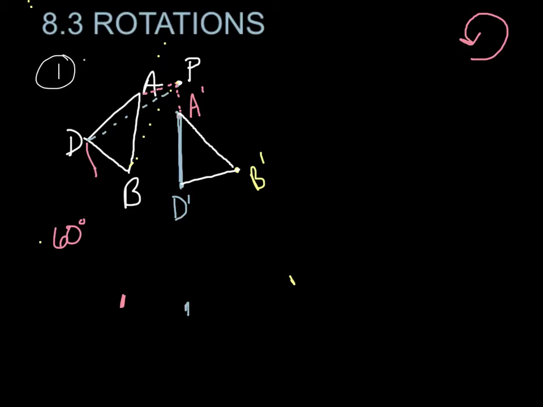So the image, triangle A prime, B prime, D prime, should be congruent to your original shape. This takes a little bit of practicing. It takes a little bit of getting used to because it's not the easiest thing. You have to take the time to draw an accurate picture. So this would be rotating 60 degrees. Now if you wrote this down, it would be R, 60 degrees, about point P of triangle ABD.